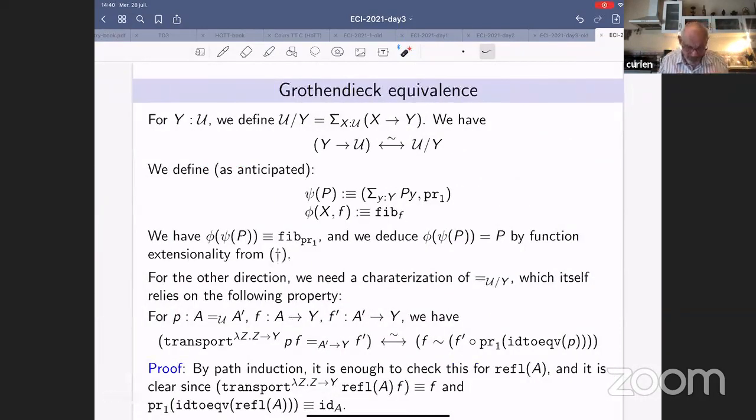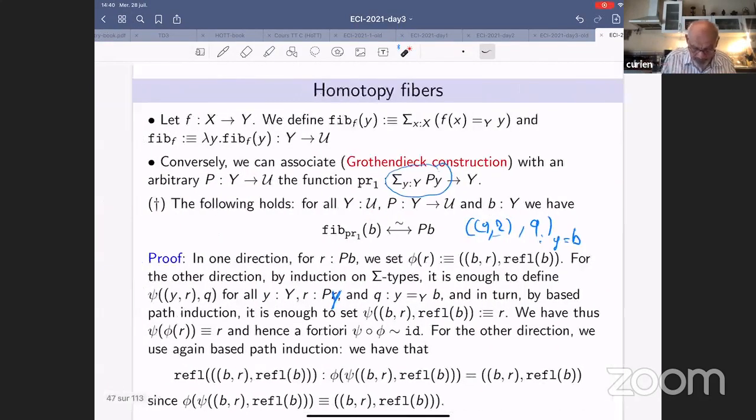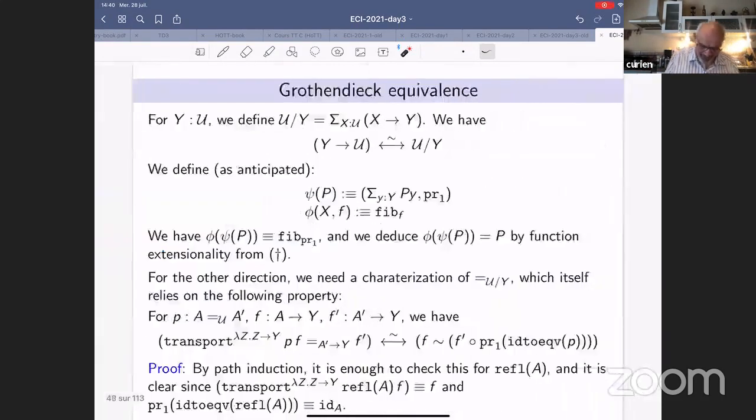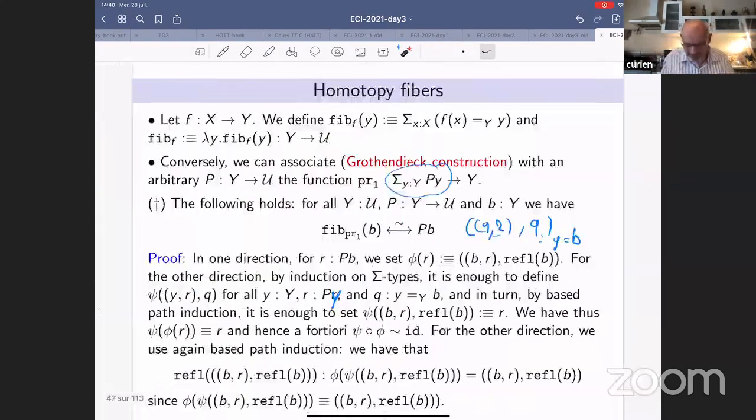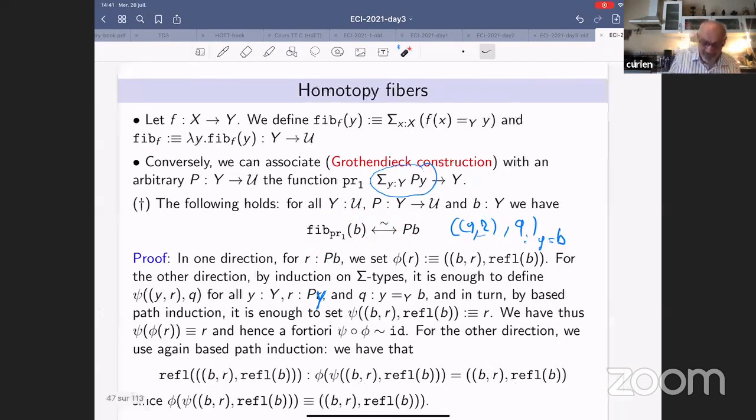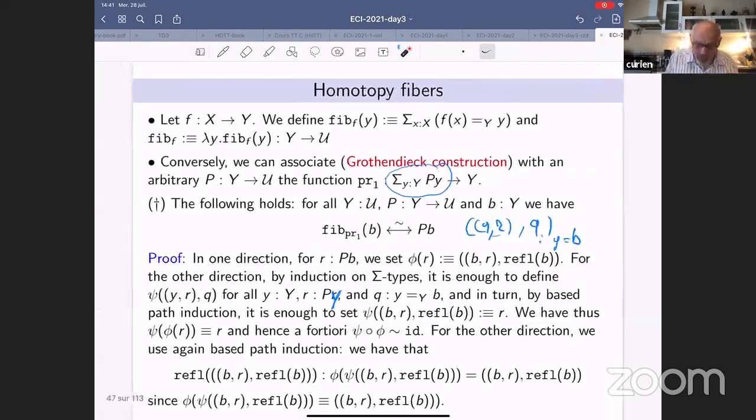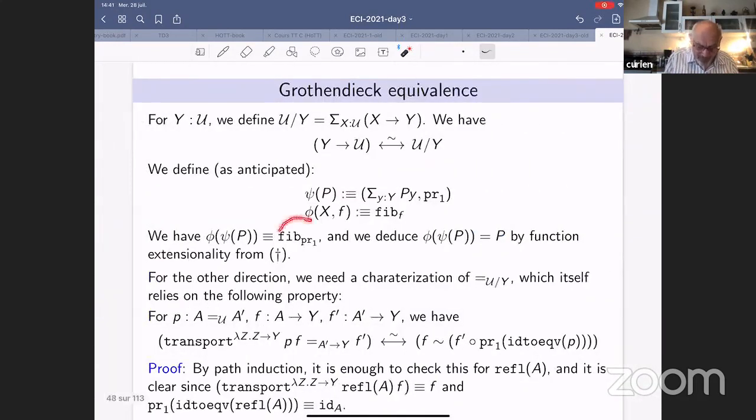So they are equal by univalence. I forgot to write it. I will correct it. So here we use univalence. These two types are equivalent, hence they are equal, and this is for all b, hence Fib pr1 is equal to P.